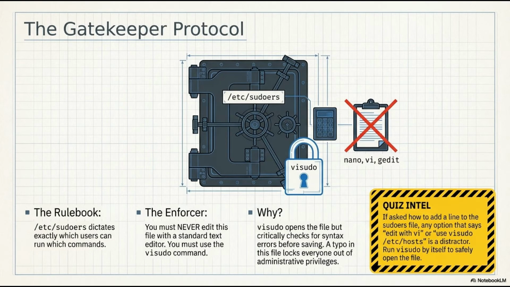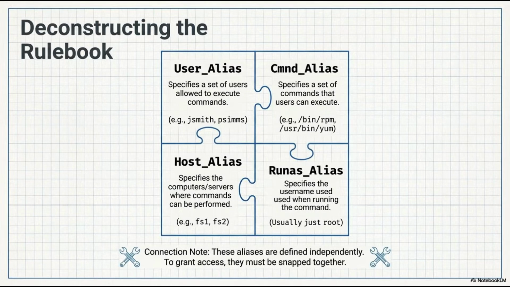Looking at the quiz intel in the corner, it says, if asked how to add a line to the sudoers file, any option that says edit with vi sudoers or use visudo /etc/hosts is a distractor. Run visudo by itself to safely open the file. That is a highly testable mechanism. You just type visudo. So visudo protects us while we edit, but what language are we actually writing in this file? Let's go to slide 12, titled Deconstructing the Rulebook.